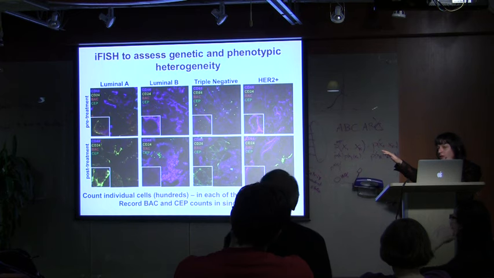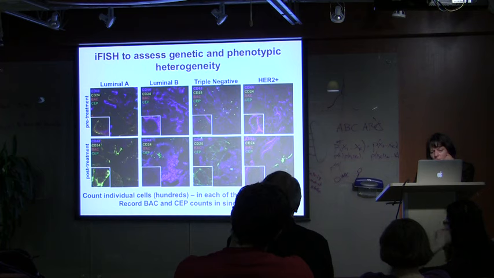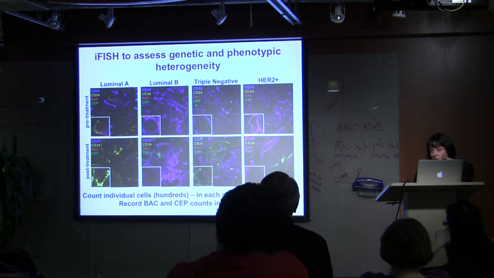So we're working on that, and I think there is a way to automate it. I will show you later on some images of how we converted the microscopic images into computerized images, and then it's easy to count.